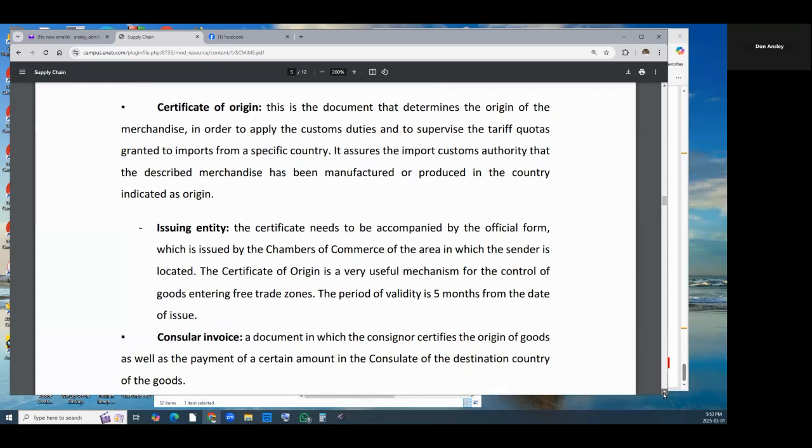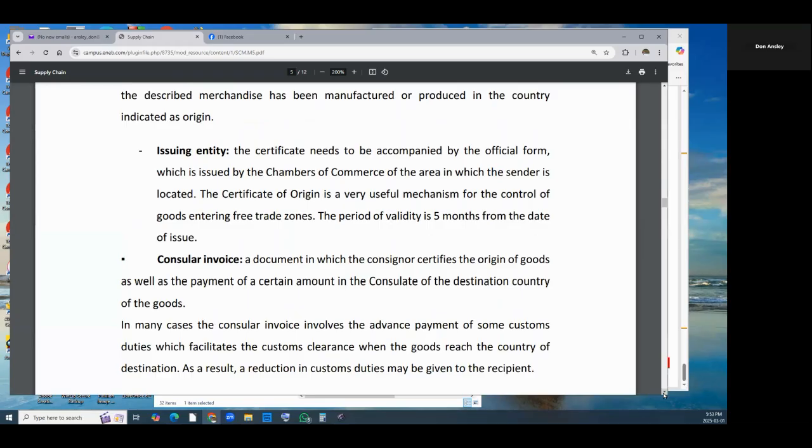The issuing entity. The certificate needs to be accompanied by the official form which is issued by the Chamber of Commerce of the area in which the sender is located. The certificate of origin is a very useful mechanism for the control of goods entering free trade zones. Period of validity is 5 months from the date of issue.